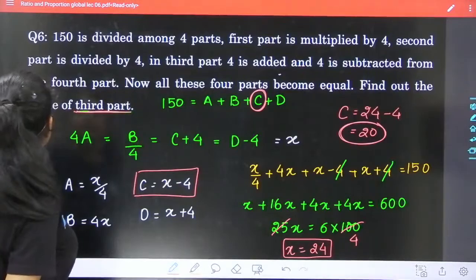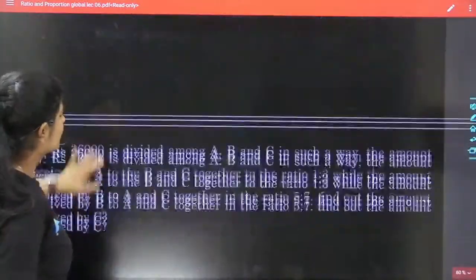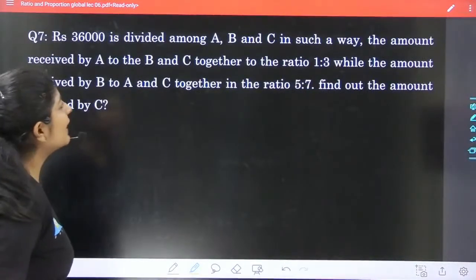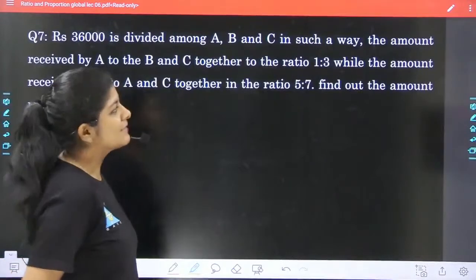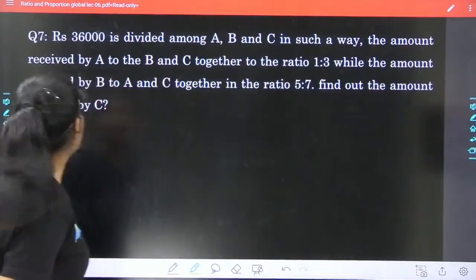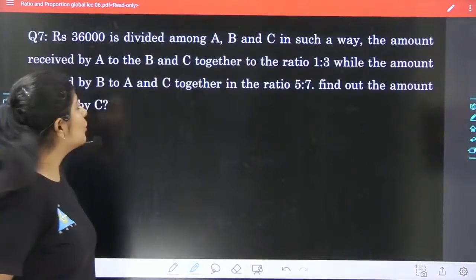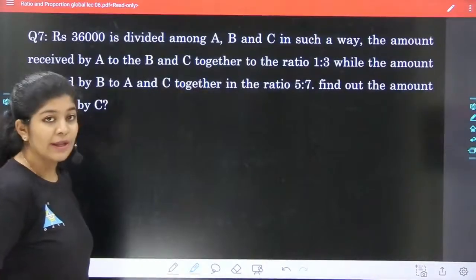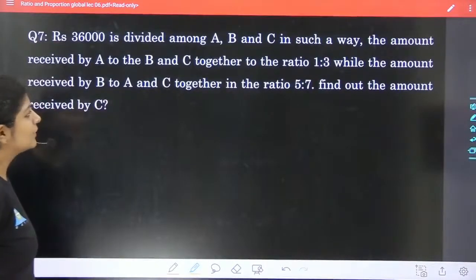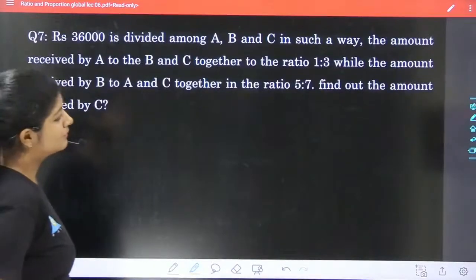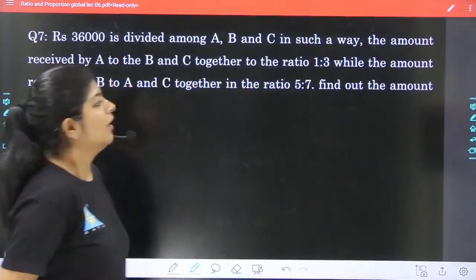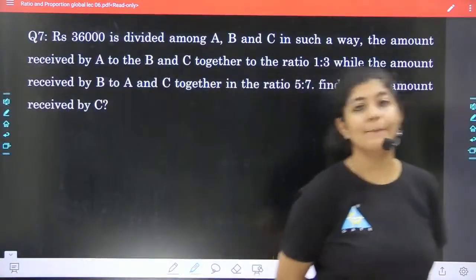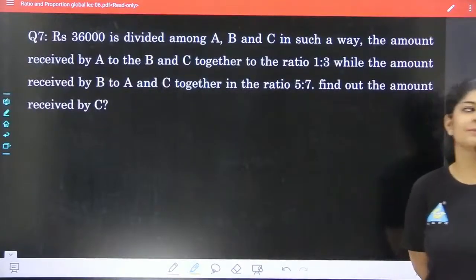Okay. Now let's move to the next question. Rupees 36,000 is divided among A, B and C in such a way that the amount received by A to B and C together is in the ratio 1:3, while the amount received by B to A and C together is in the ratio 5:7. Find out the amount received by C. What I have to find out? I have to find out the amount which is received by C.